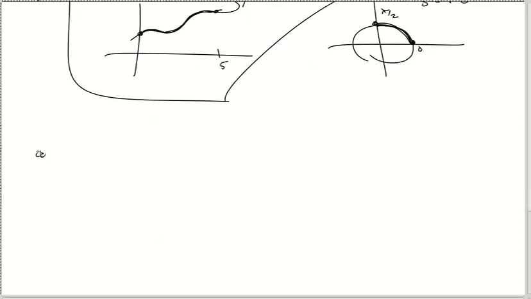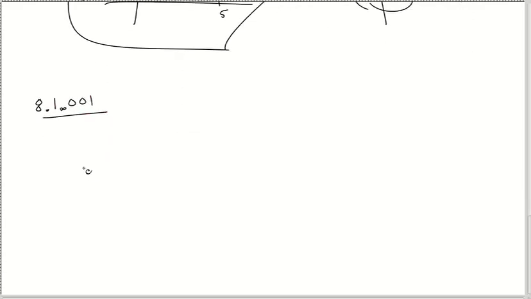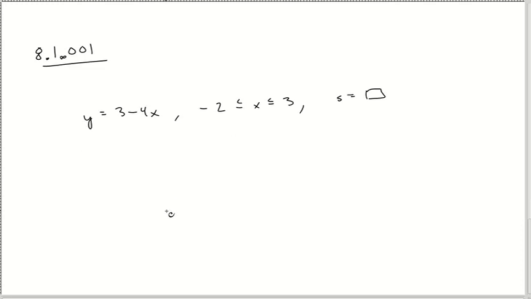So let's just jump in. 81001. So I've got y is equal to 3 minus 4x. They want to go from negative 2 to positive 3. It says find the arc length. My s's don't look very good. There we go. I have a little note here. It says, well, it's a line. Yeah, isn't it a line? Look at this. This is a line. And so I'm going to actually just use the Pythagorean theorem, and it's going to be funny.